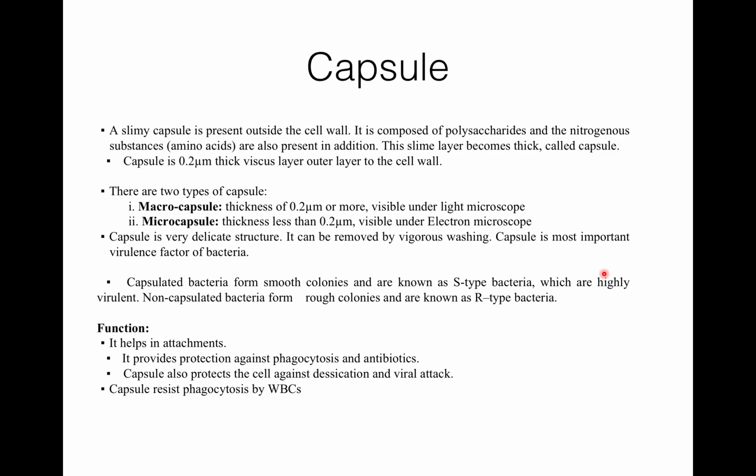Now functions of capsule. First function is it helps in attachment. It provides protection against phagocytosis and antibiotics. It protects the cell against desiccation and viral attack. It resists phagocytosis by WBCs, that is white blood corpuscles. And one more thing, during scarcity of food, capsule serves as reserved food of bacteria after digestion. It also serves as an osmotic barrier. So capsule has a very important role in bacteria.